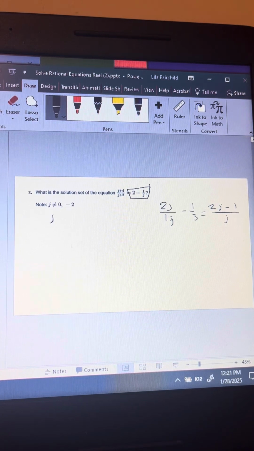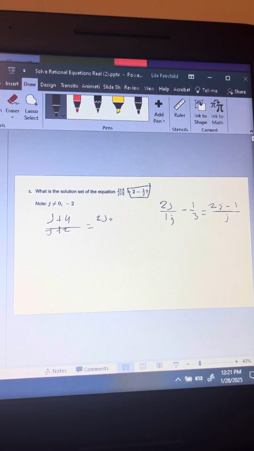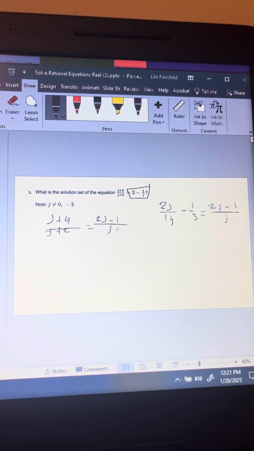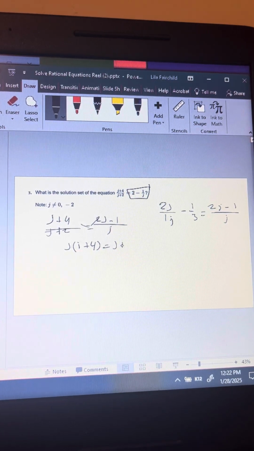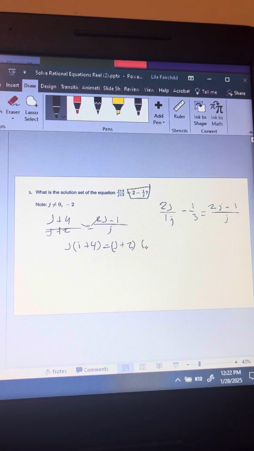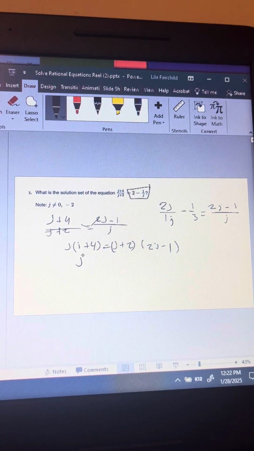So from the original equation, I plus 4 over I plus 2, and then the one that we just did, 2i minus 1 over I. Sorry, I keep saying j because it looks like a j to me, and that's an I. So you do that, and now you can cross multiply, and that'll give you I times I plus 4, and then I plus 2 times 2i minus 1.